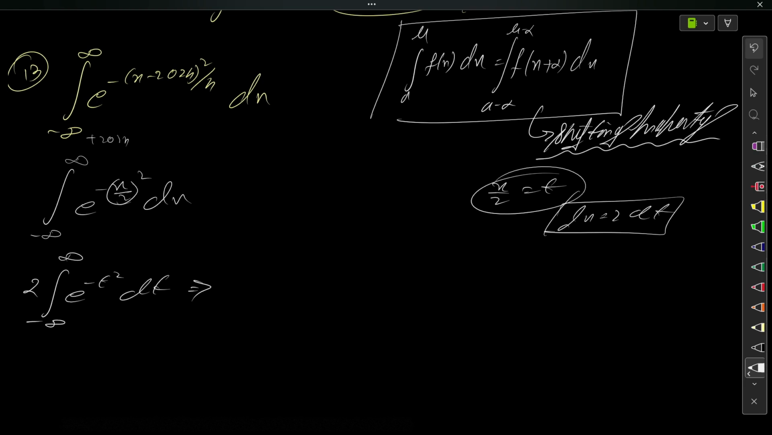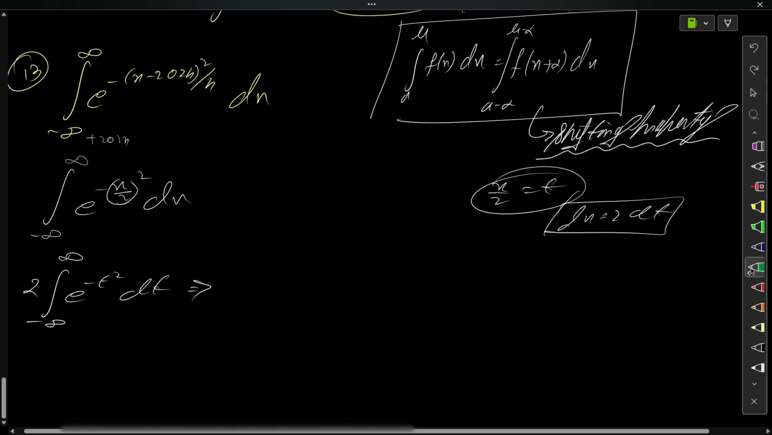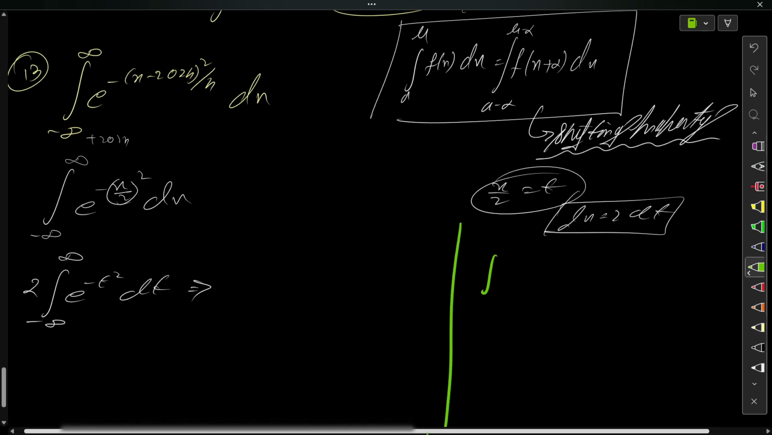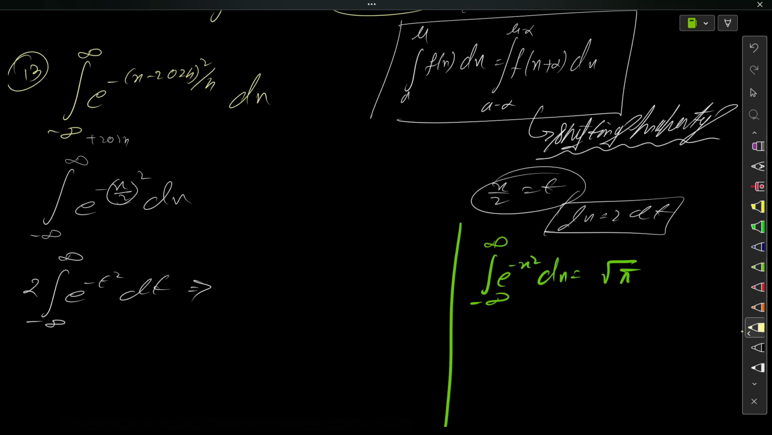As we know, for the Gaussian integral, what it says is simple: from negative infinity to infinity, e to the power minus x square with respect to dx is regarded as root of pi. So this could be written as 2 multiplied by root of pi. So our answer is 2 multiplied by root of pi.